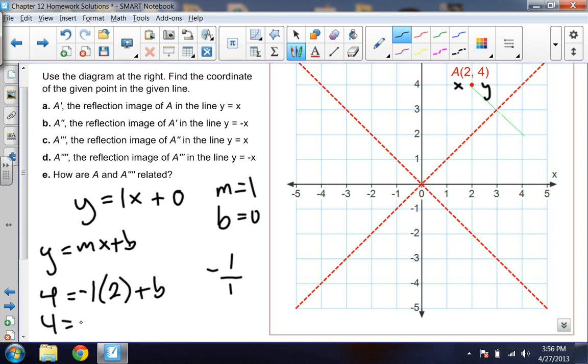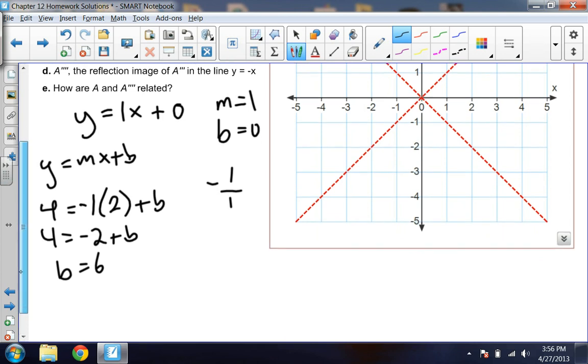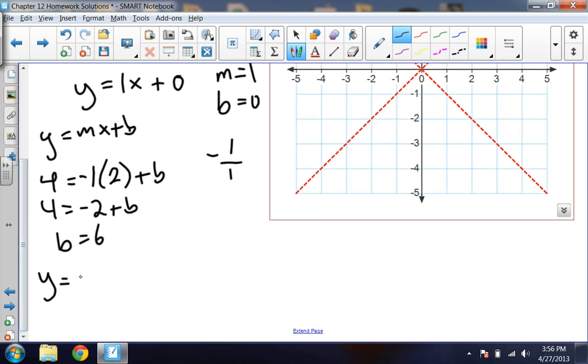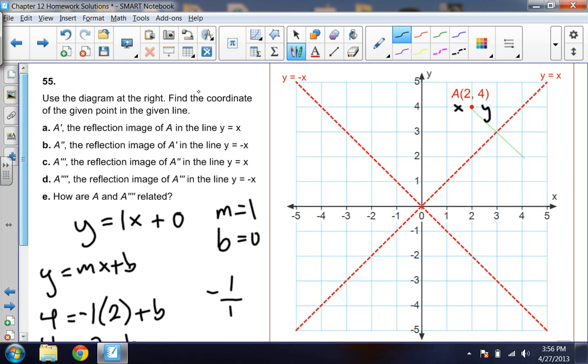So 4 equals negative 2 plus b. Add 2, b equals 6. What that means, and the new equation for this line, is y equals negative 1x, or negative x, plus 6. So I have the equation of this line that crosses through this point right here, and it would keep going up until it crossed at y equals 6 way up there, and it intersects y equals x at a certain point. And we would like to figure out what that point is.